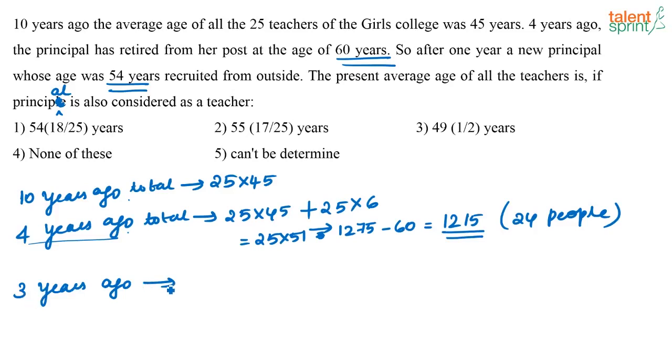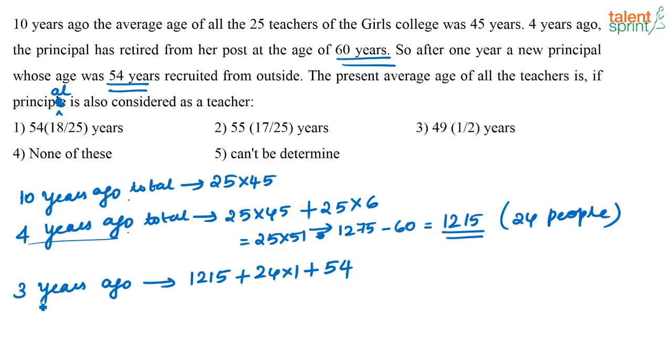So in this time period, what is happening? See, the total age of the 24 people is 1215, and since 1 year has passed by, all these 24 people's ages would have increased by 1. So this is going to be the net total age of these 24 teachers 3 years ago. And at this point, a principal is joining. What is the age of the principal? The age of the principal is 54 years. So 3 years ago, this is going to be the total age of all the teachers. Okay, because this principal also joined, her age is 54.